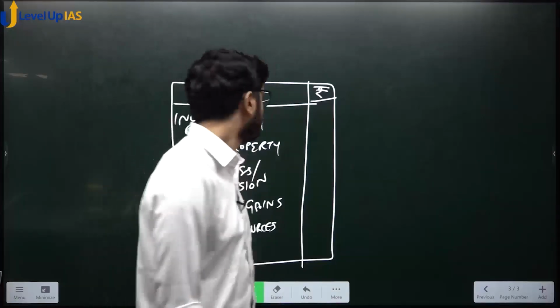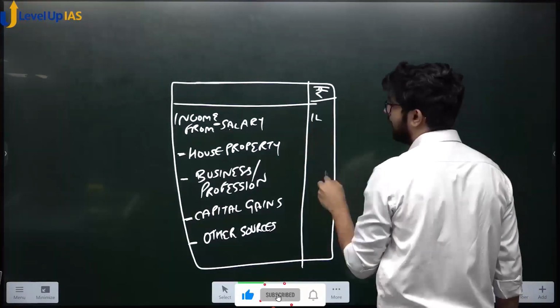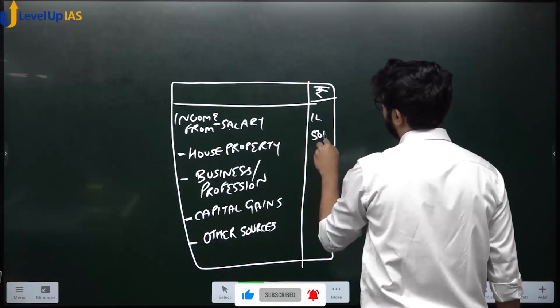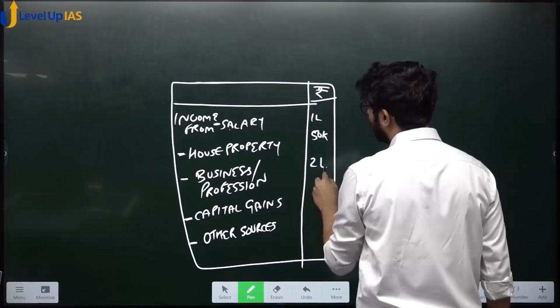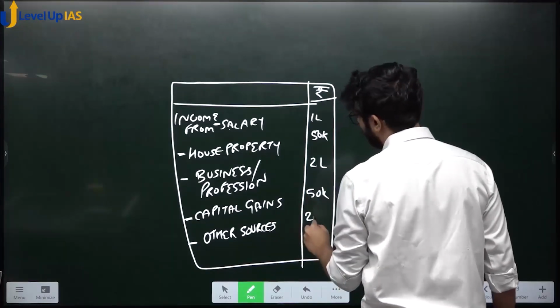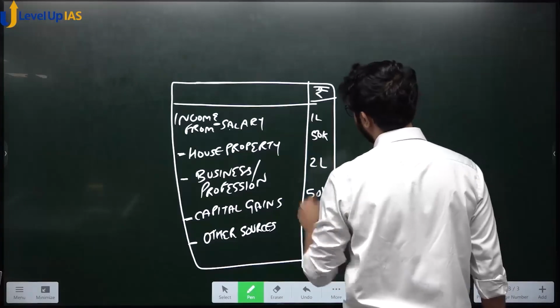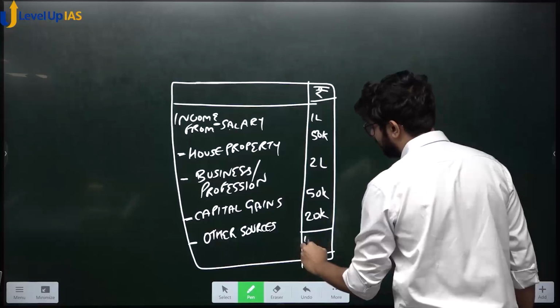Okay? So you will take a list of papers that I earned, let's say, 1 lakh from salaries, 50,000 from house property. I have a separate business which gives me 2 lakh rupees. Capital gains I made again 50k rupees. Other sources I earned 20k rupees. Okay, so how much will this be? 2, 3, 4, 420. Wow, very good. What a figure you brought, sir.